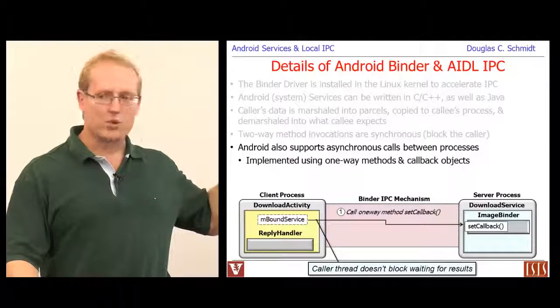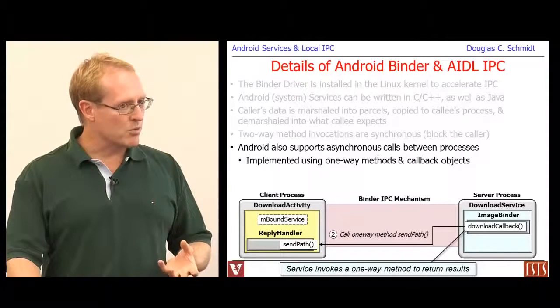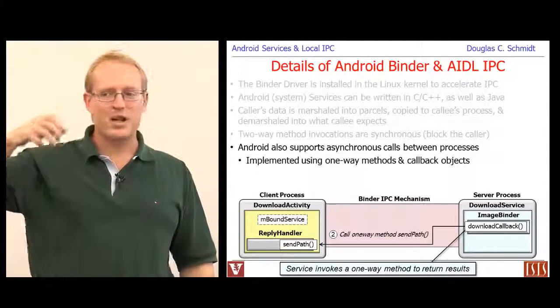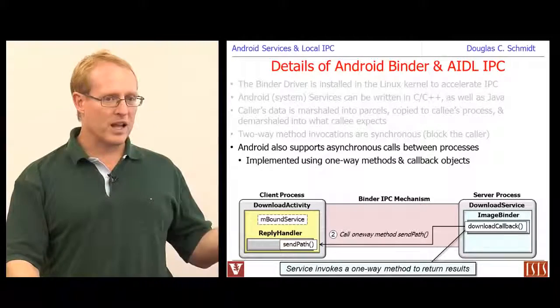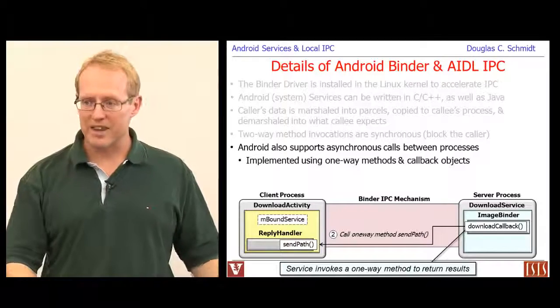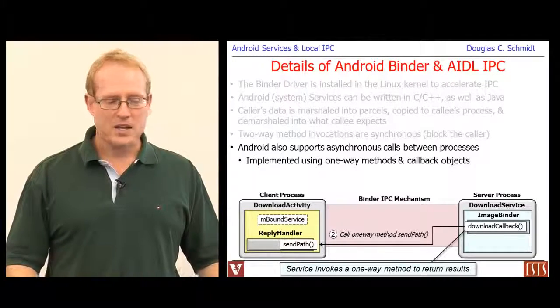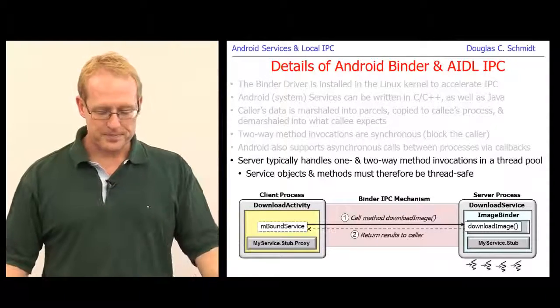The client doesn't have to wait in that case. It just goes on and does whatever it's going to do. The service processes the request, and when it's done, it takes the callback object that it got from the client, and it invokes a one-way operation on that in order to send the reply. In this case, it's going to send back the path. If we're downloading files, it'll send back the path name after it downloaded the file. So that's an interesting approach that doesn't require blocking.